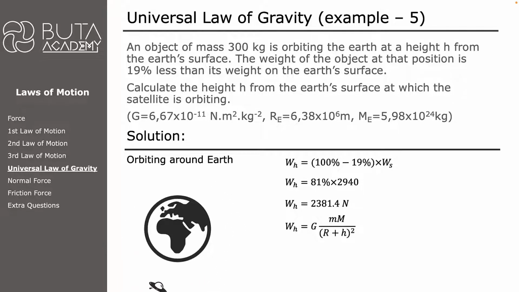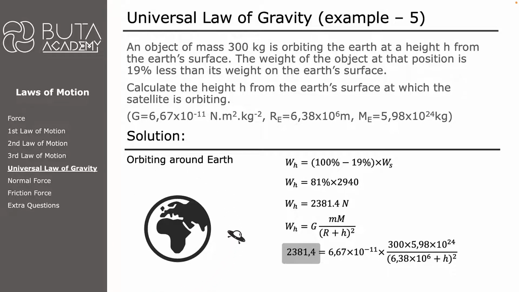Once we know the value of the gravitational force, we can use it in the formula. Let's make sure that we don't forget to add the height in the denominator. Weight is 2,381.4. Mass of the object is 300 kgs. Mass of the Earth is 5.98 times 10 power to 24. And finally, the radius of Earth is 6.38 times 10 power to 6 meters. After solving this equation for height, the result is going to be 708,559.05 meters.